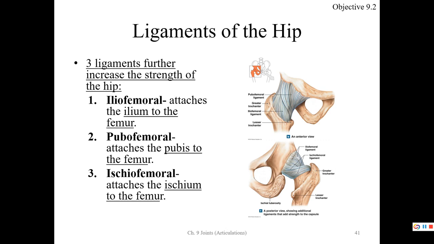And sometimes the hip just wouldn't come apart. And they would actually have to take an axe and hack the hip so it would come apart. Because these ligaments are that strong. They're pretty strong. So iliofemoral goes from the ilium to the femur. Pubofemoral goes from the pubis to the femur. And ischiofemoral goes from the ischium to the femur. Okay.